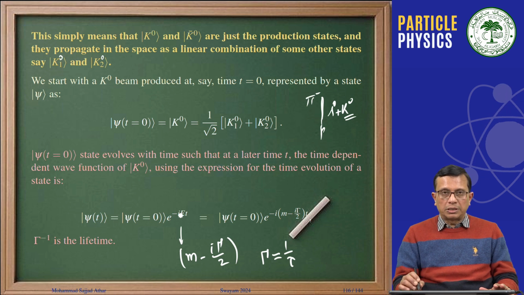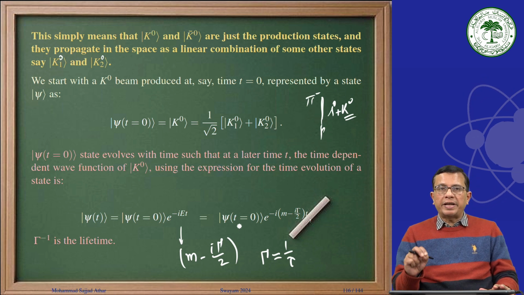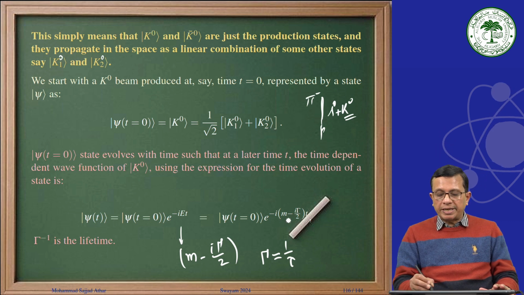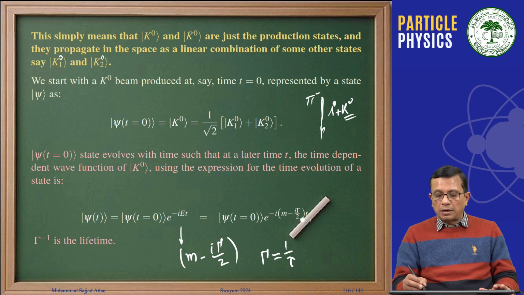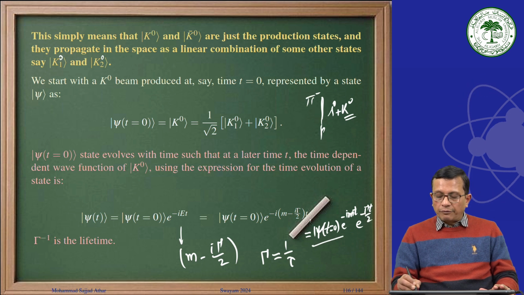Therefore, the time evolution equation, we can write this as, for any other time t, psi, the wave function at time t equal to 0, times e to the power minus iEt, and E we are writing for a particle with definite mass m and a lifetime tau. We are redefining it as e to the power minus i (m minus i gamma by 2) t, or equivalently I can write it as psi at t=0 times e to the power minus imt times, minus and minus will give us plus, and i square will give us a minus sign, e to the power minus gamma t by 2. Either I can write in this fashion, or simply we can keep this expression.